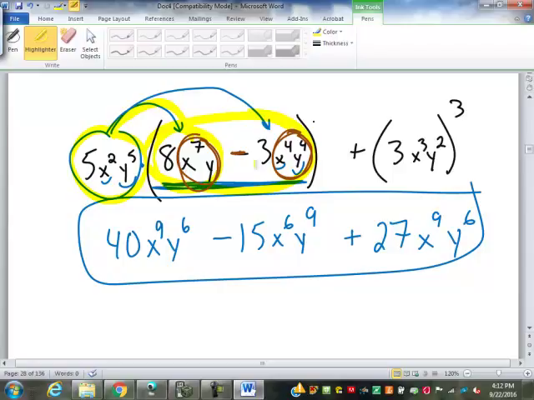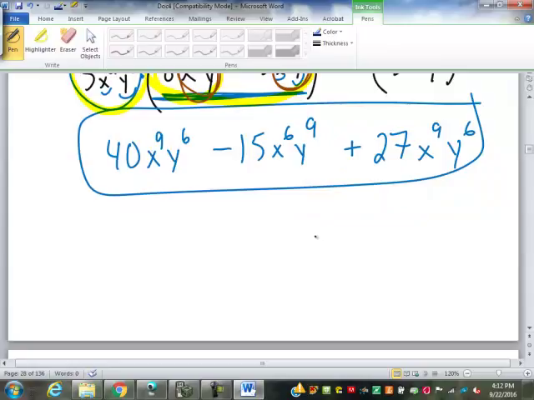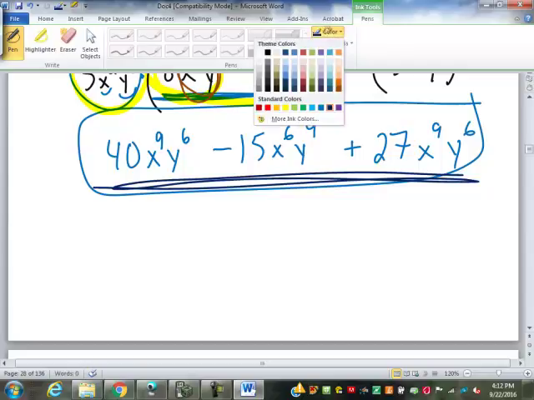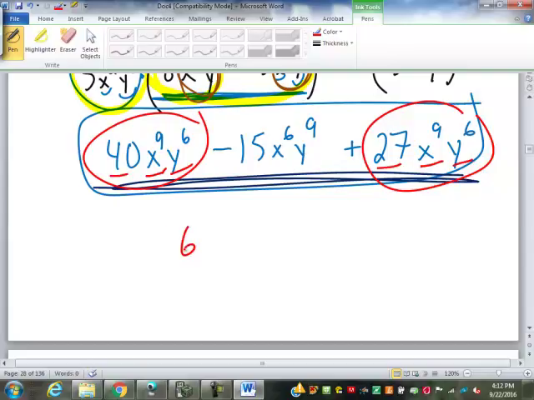Good. Question on enrichment? How do you know when to add and subtract the variables? That's a very good question. That can cause some issues. By the way, am I done here? No. There are two of them that have exactly the same name. These are both x to the ninth, y to the sixth. So I can combine those. 40 and positive 27 is 67. When I add or subtract, I keep the same name.